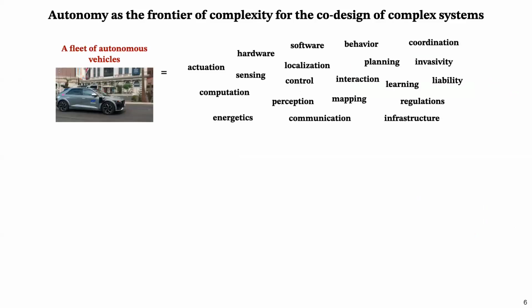But how do we deal with this complexity? There are at least three big complexities or challenges to deal with. The first one is, when you try to design any of these systems, let's choose a very specific case, which is the fleet of autonomous vehicles. There are many decisions to take, and those are at different abstraction levels. Right, I could decide actuation, sensing, computation, energetics. Some things are at the software side, some things are at the hardware side, some things are actually in between, like liability, regulations, infrastructure design. It's not even clear where they belong.